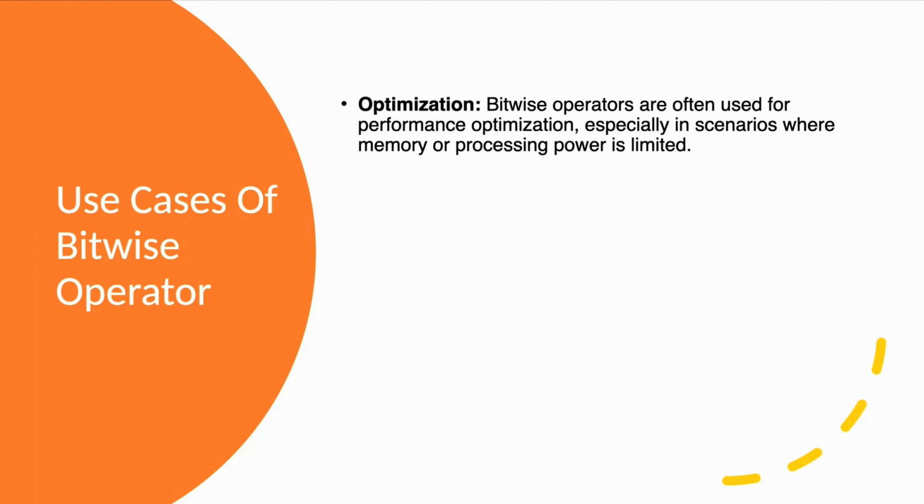Whenever you want to perform any optimization in your code because you have a limited amount of memory or vCPU or CPU resources in your system, you can always use the bitwise operators, because remember that bitwise operators perform their actions at the level of bits of your data. So it is highly efficient. Bitwise operators are often used for performance optimization, especially in scenarios where memory or processing power is very limited in your system. So optimization is a very powerful use case where you can use bitwise operators to perform optimization tasks in your application.